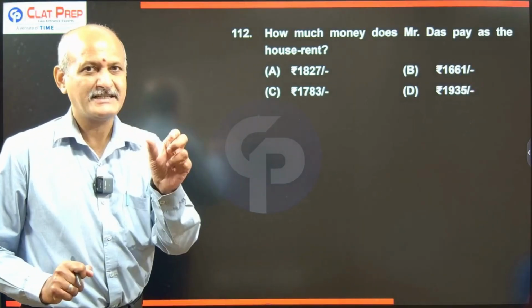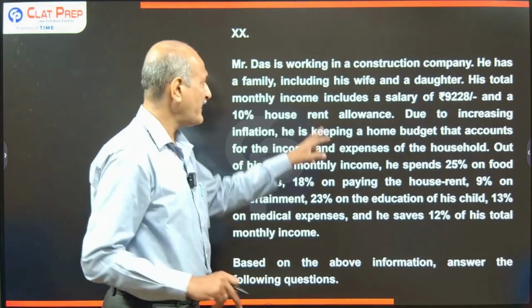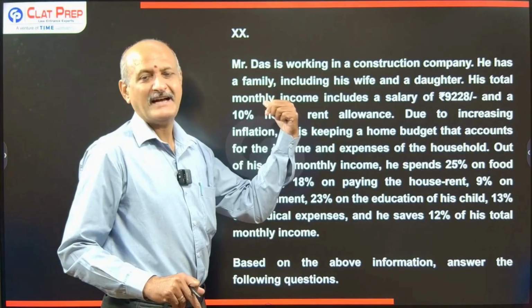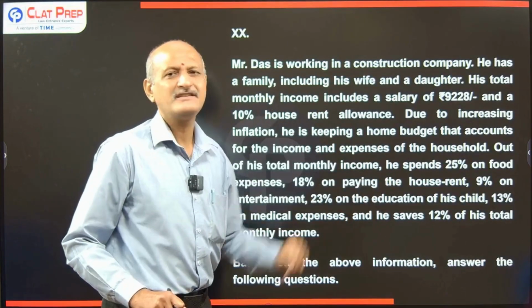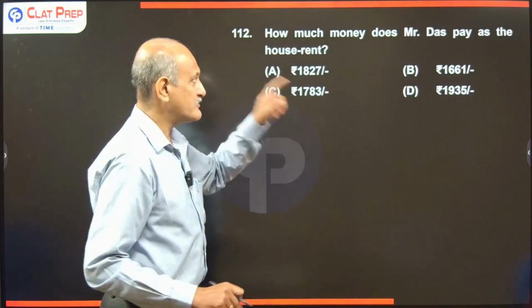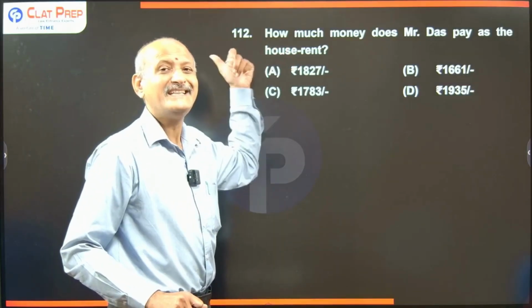The term house rent is actually given in two parts here. One, he is getting house rent allowance as income, and again in the expenses there is a house rent present. One has to read it carefully. Which one are we talking of? We are talking of the house rent in the expense.